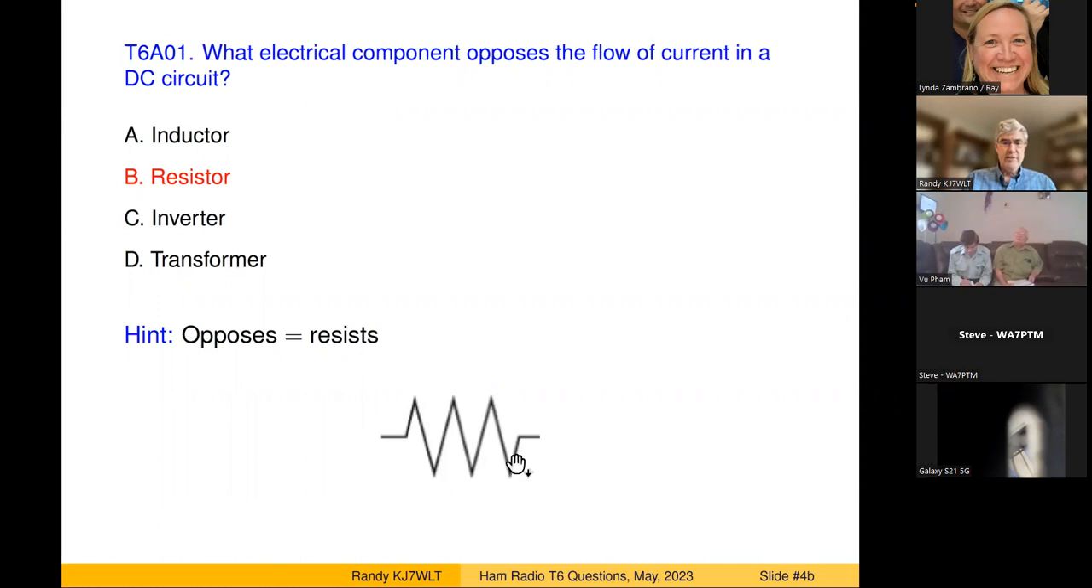And this symbol down here at the bottom is the symbol for a resistor in a schematic diagram, which we'll also be talking about. So in diagrams that you see of how things are wired up, you'll see this symbol for a resistor.